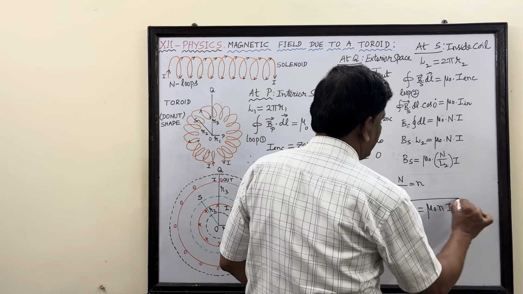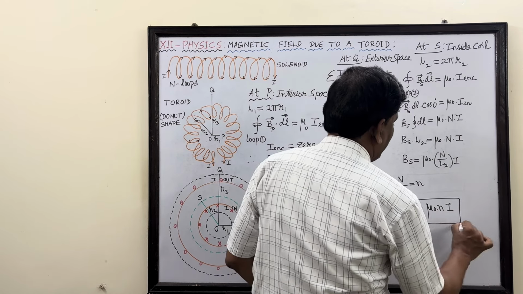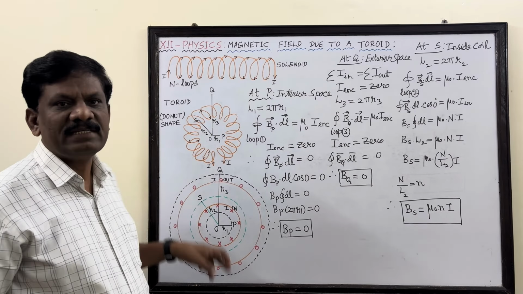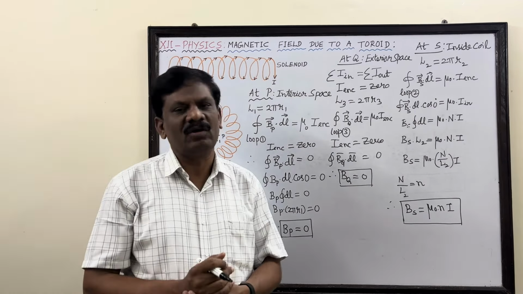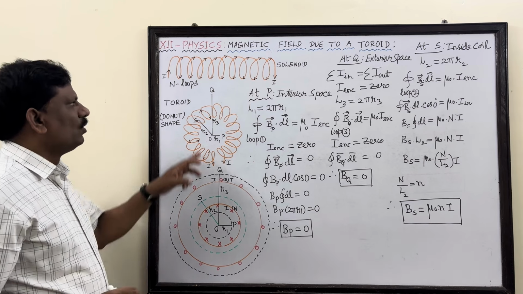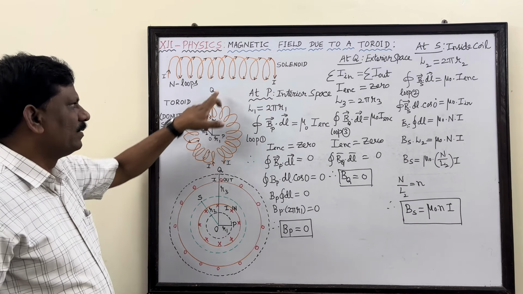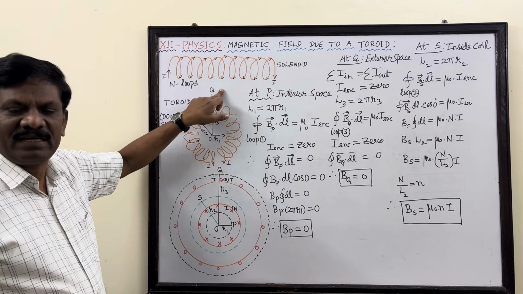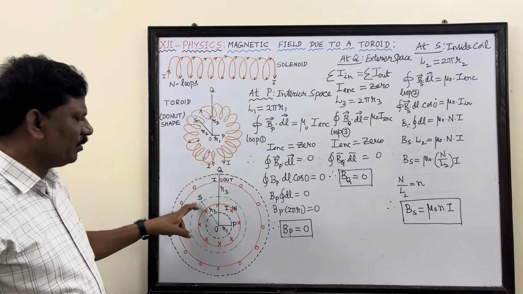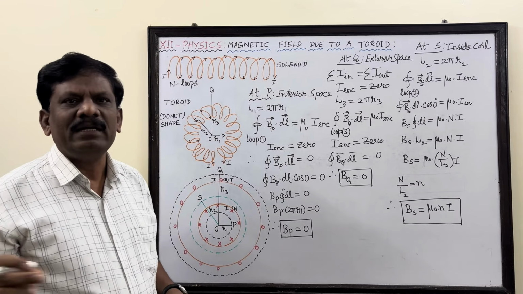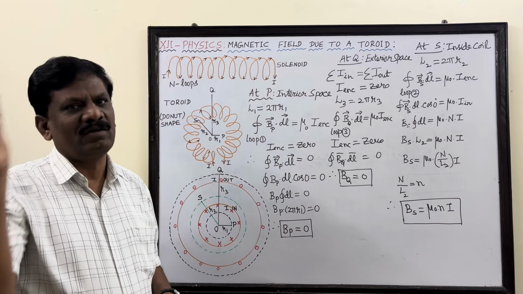Okay, so this is the expression for the magnetic field at the point S, which is inside the coil. Understand? So, you must know, my dear students, there is no magnetic field at any point in the interior space as well as the exterior space of a toroid. There can be only a magnetic field at any point inside the coil.